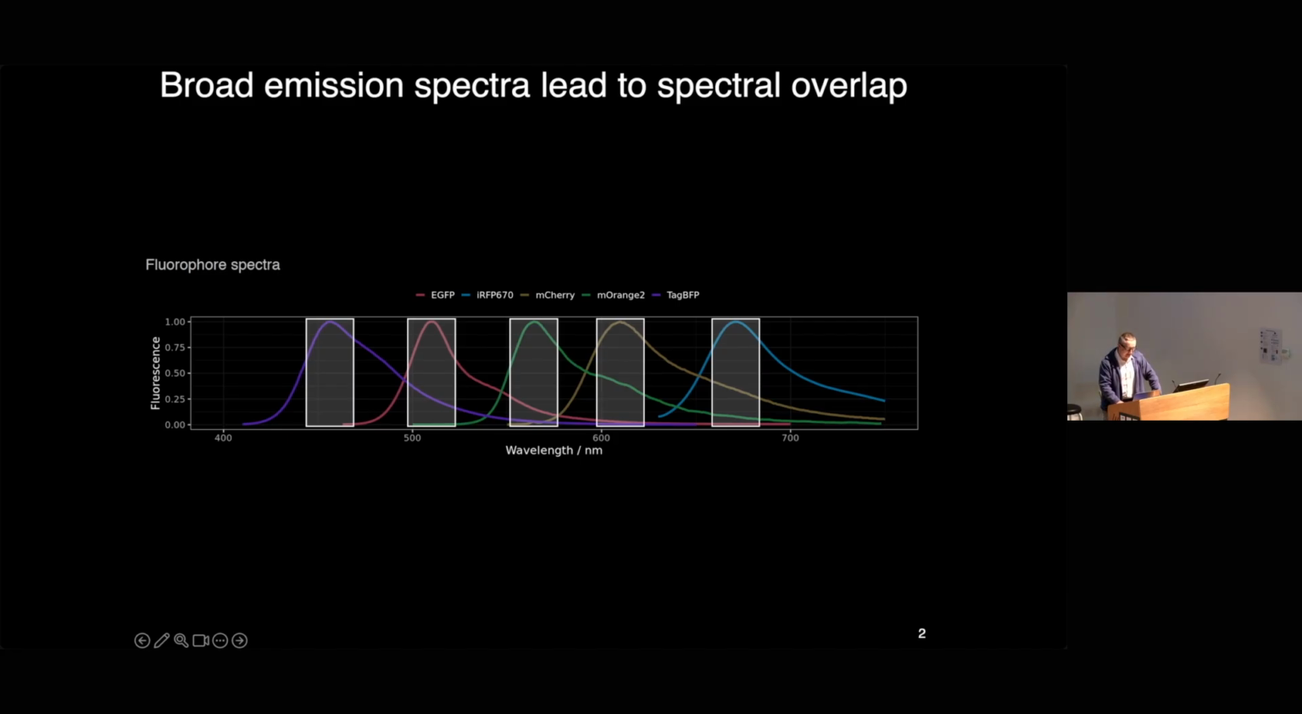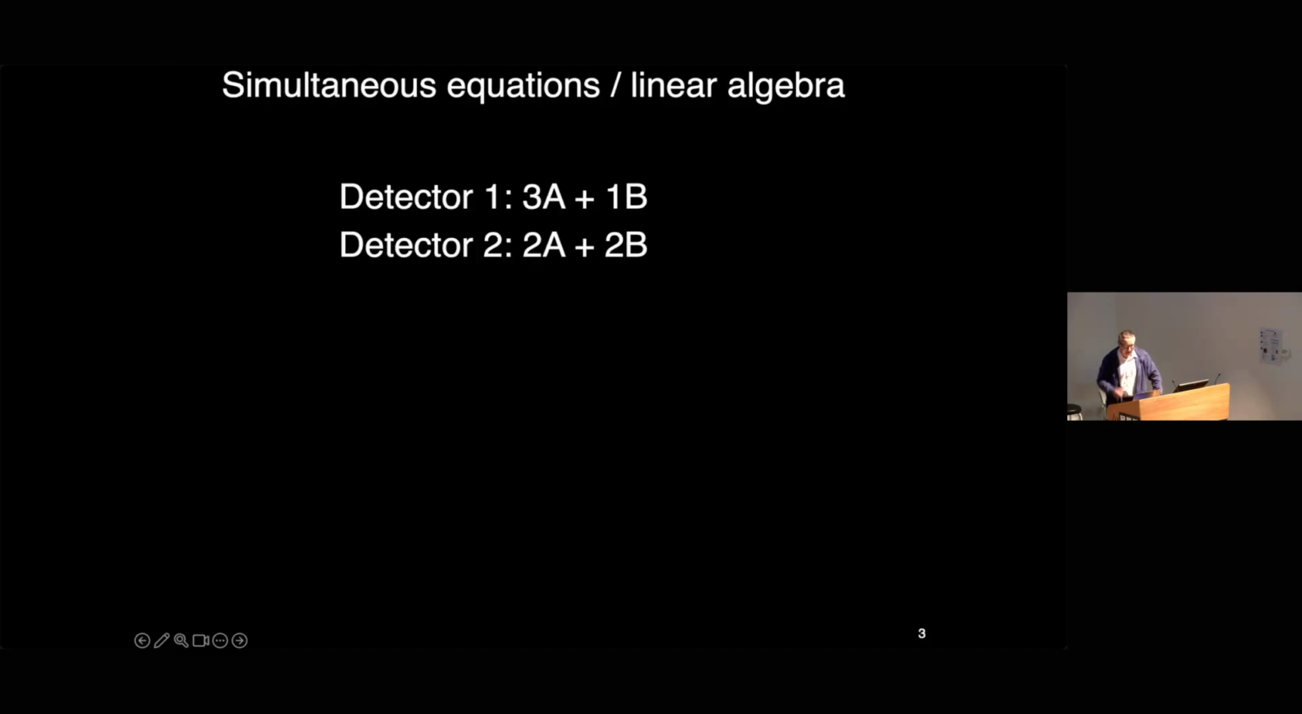But if we think back to the maths that we learnt in school, at some point we learnt about simultaneous equations, and we can imagine that we have 2 detectors in this case, just to keep it all nice and simple, where detector 1 measures 3 parts of component A for every 1 part of component B, and detector 2 measures 2 parts of component A for every 2 parts of component B. So then, if we measure 35 counts on detector 1 and 30 counts on detector 2, by inspection, you can work out that there must be 10 lots of A and 5 lots of B.